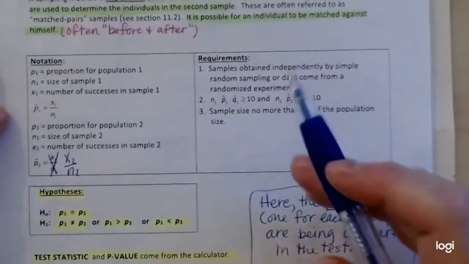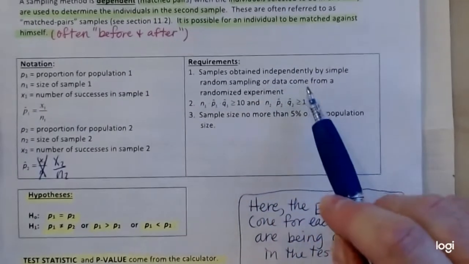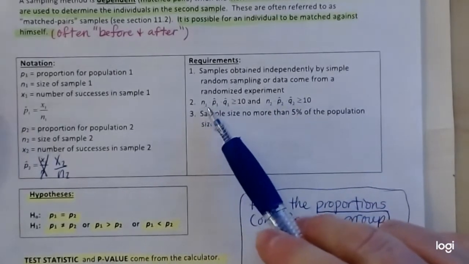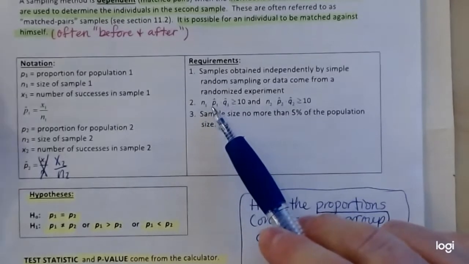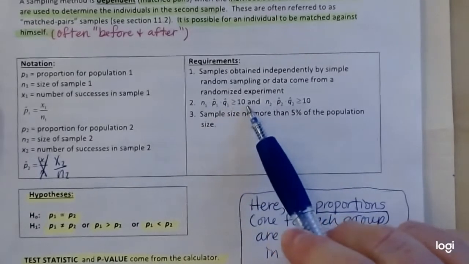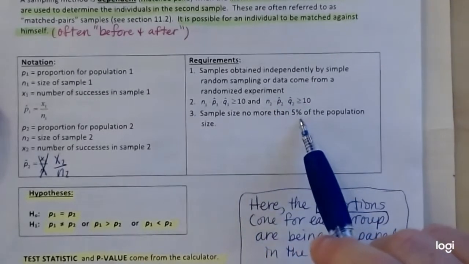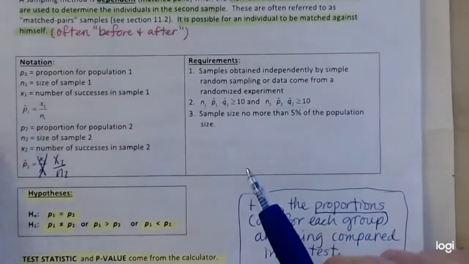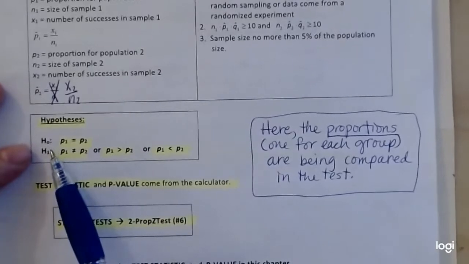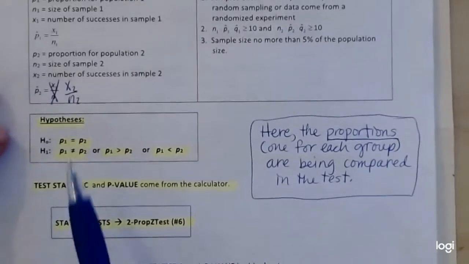All right, so samples obtained independently by simple random sampling or data come from a randomized experiment. That is essential. And you have to have the same thing we've had before, the sample size times the probability of success times the probability of not success, multiplied together has to be greater than or equal to 10 for both of the samples. And the sample size has to be no more than 5% of the population size, and that's to guarantee independence. The hypotheses then will be, the null hypothesis will be that p1 equals p2, that the two proportions for the populations are equal.